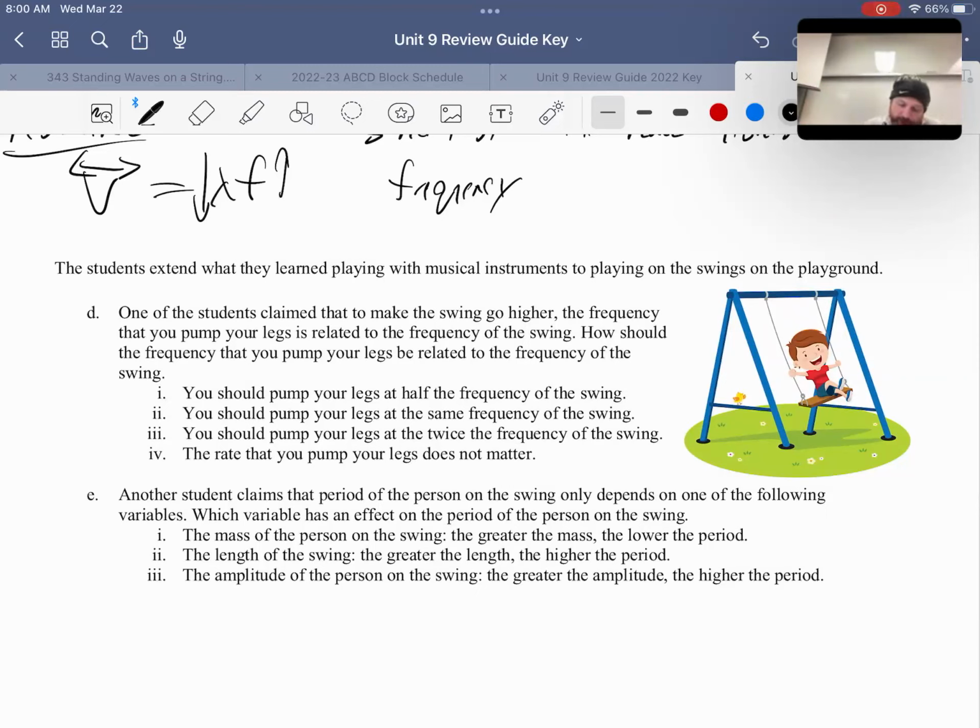That's the idea of resonance. So you have to find the same frequency that the object has. And then the next one claims that the period of the person depends only on one of the following variables. Which one has an effect? It was the length, but again, we went to more of a spring pendulum with this, so I wouldn't worry too much about that one there. All right, so that is the first page.